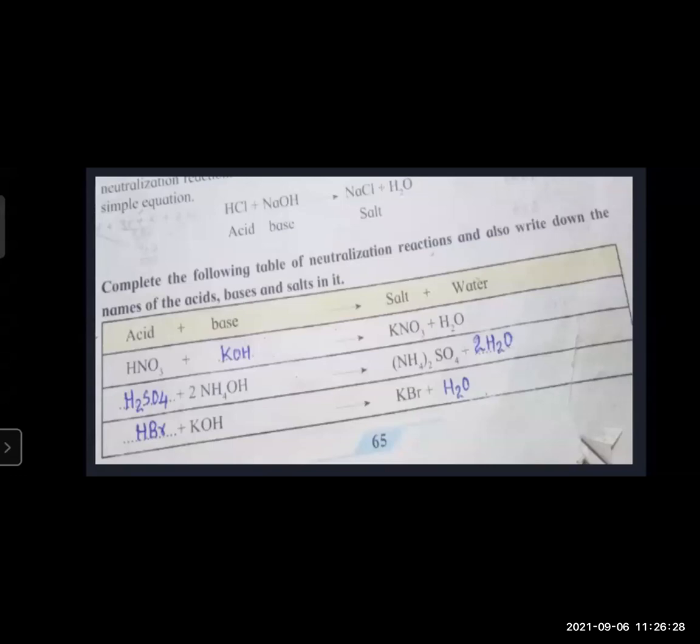You could see the examples like HNO3, which is your nitric acid, and potassium hydroxide, KOH. So it gives you salt and water, potassium nitrate. Now, the second one is sulfuric acid. Then the third one is hydrogen bromide, also called hydrobromic acid. And in this way, the equation is given.